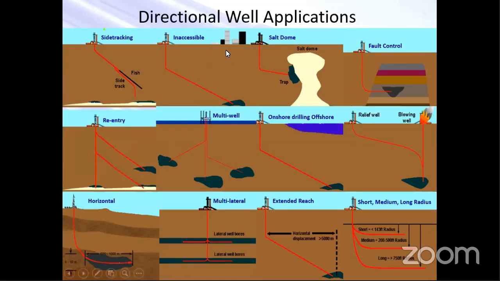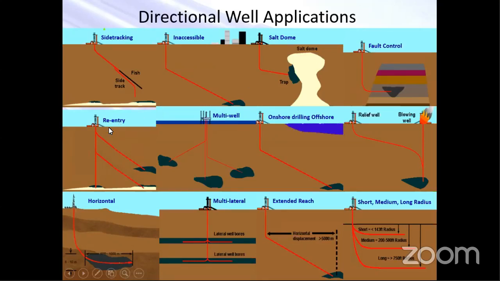The second application is an inaccessible location. In this picture it's, for example, a city, which we can consider an inaccessible location. Another example, if you have a mountain, we can put the rig at a distance from the mountain, and you can go directionally and hit the target. The third application is salt dome drilling, as we can see in the picture here. The fourth one is fault control.